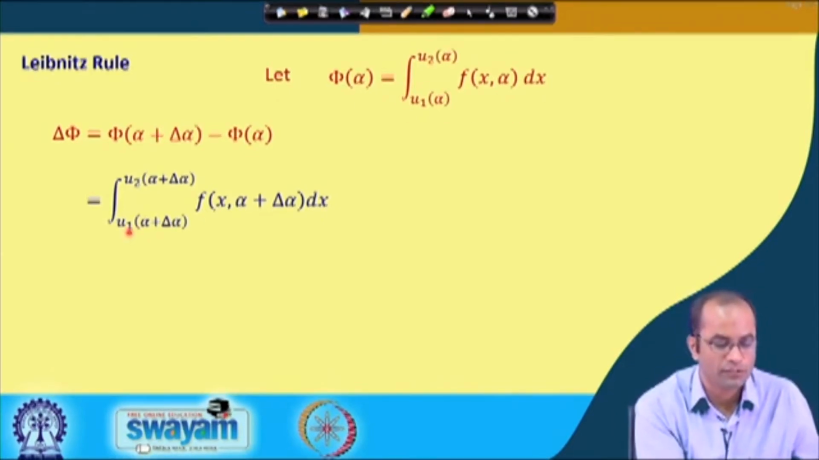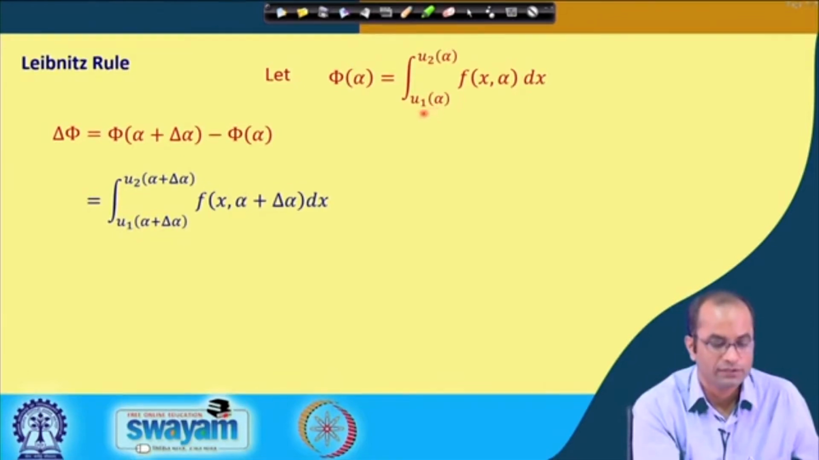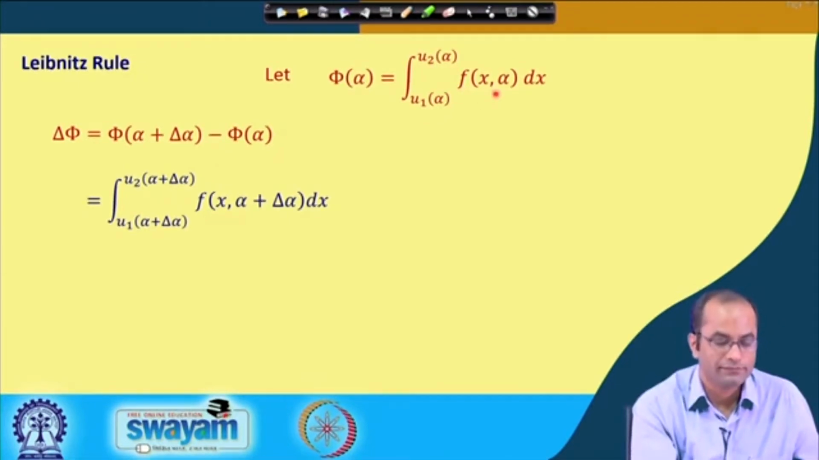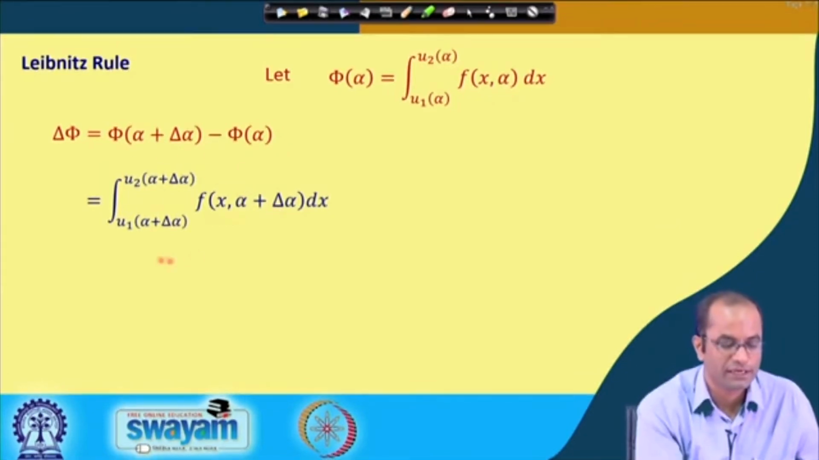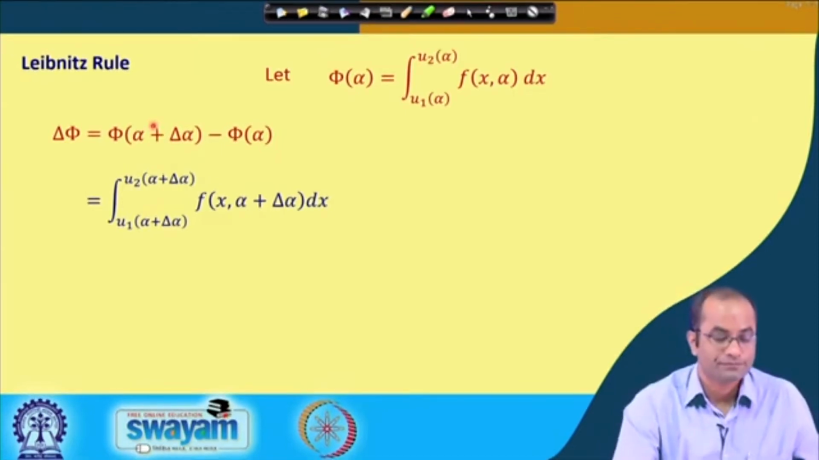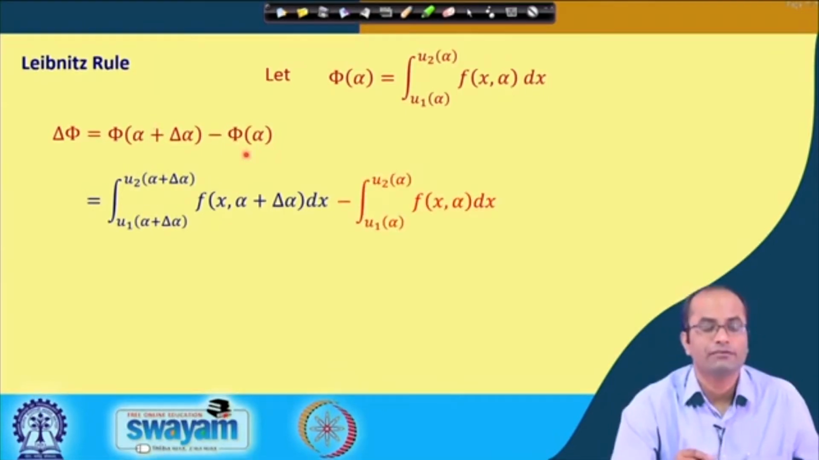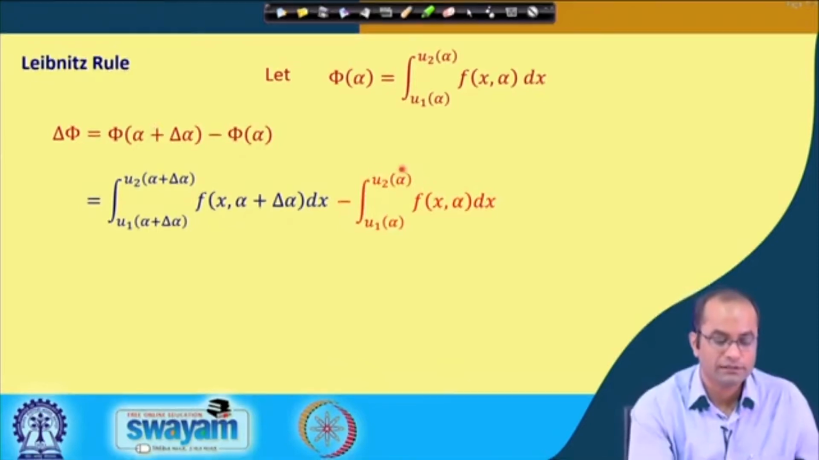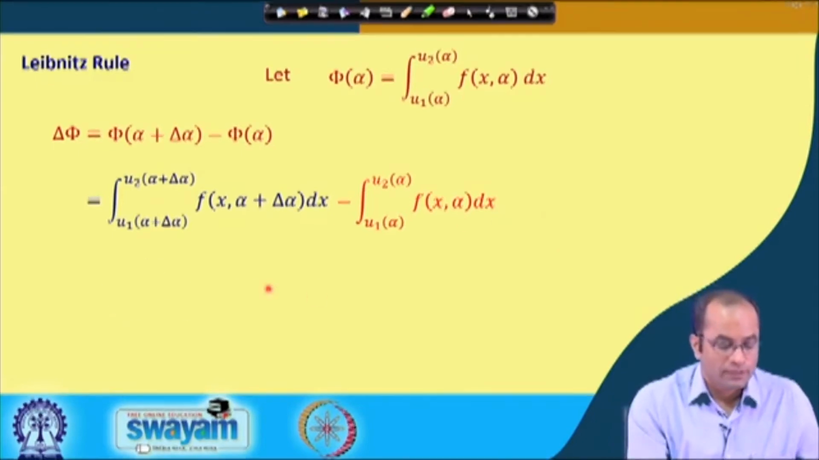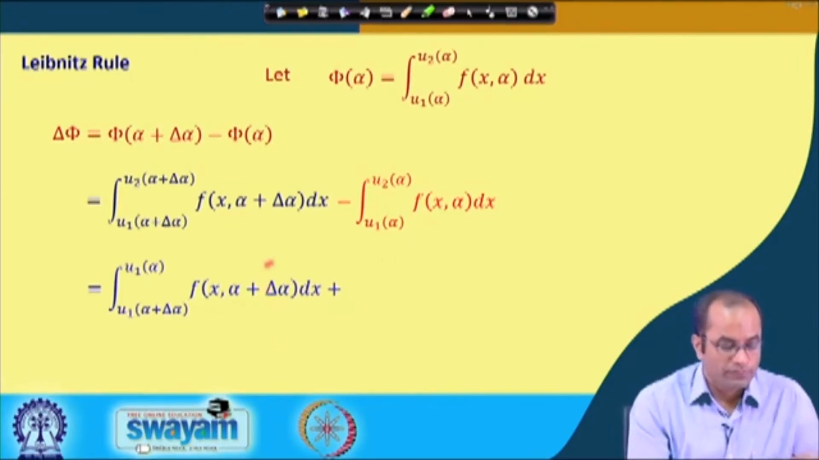So, we will have u 1 alpha plus delta alpha, the lower limit, and then the upper limit u 2 alpha plus delta alpha. The function f x alpha will be replaced by f x alpha plus delta alpha. So, wherever we have alpha, that will be replaced by alpha plus delta alpha, and minus this phi alpha. So, again the same integral from u 1 to u 2 of f x alpha dx. Now, we will do a little more manipulation here.